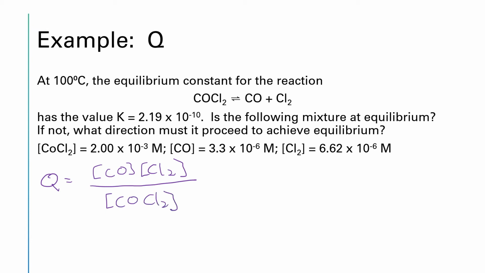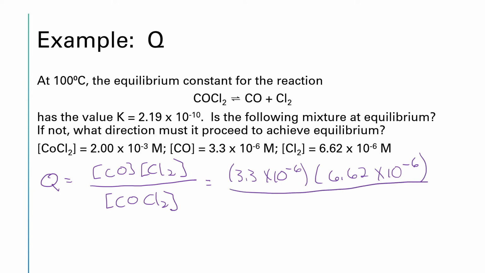We have numbers for all of these concentrations. CO is 3.3 times 10 to the negative 6. Chlorine is 6.62 times 10 to the negative 6. And COCl2 is 2.00 times 10 to the negative 3. All right, let's run this through the calculator.